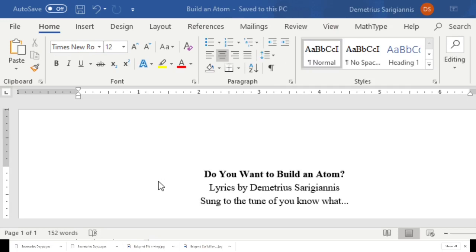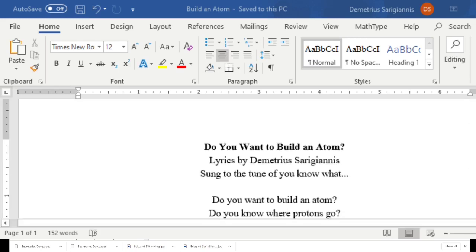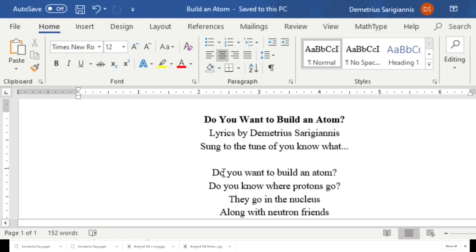Okay, take 2 of the song. Do you want to build an atom? Sung to the tune of Do You Want to Build a Snowman, right? Disney's Do You Want to Build a Snowman? So, let's start off here. Well, I need to find my mouse, which is all over the place. Here it is.